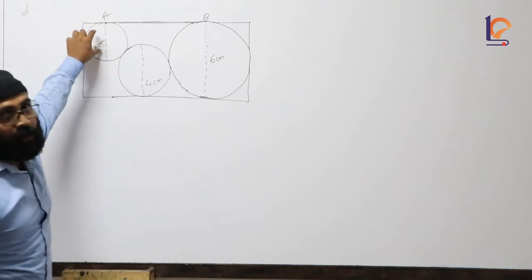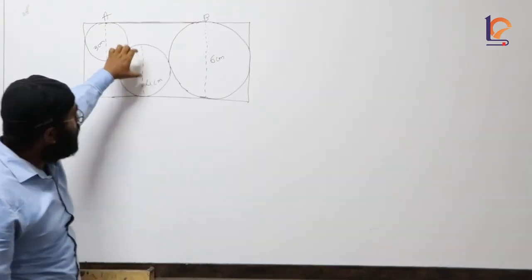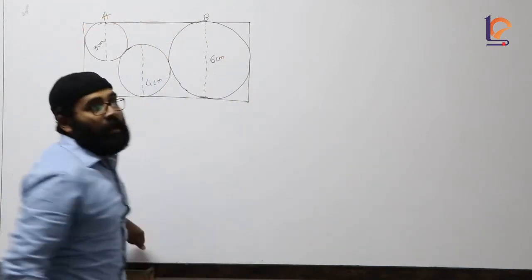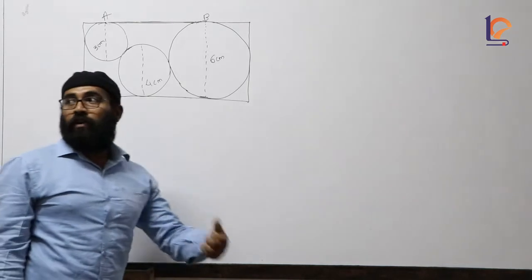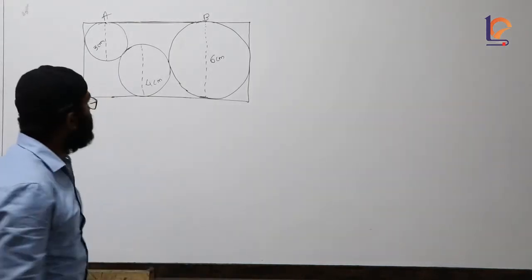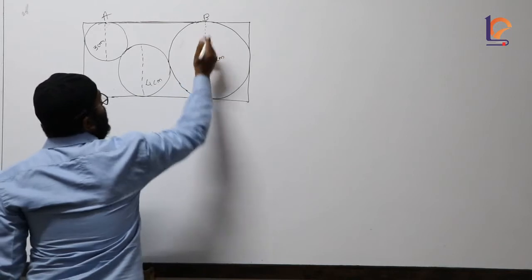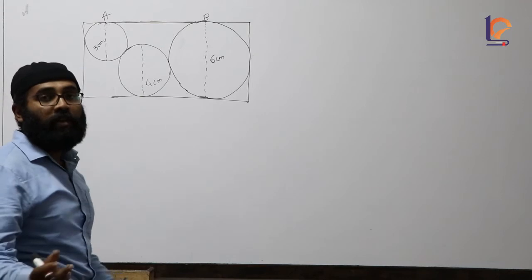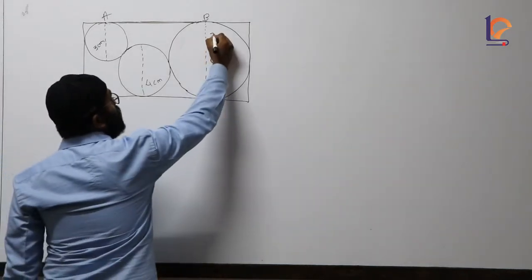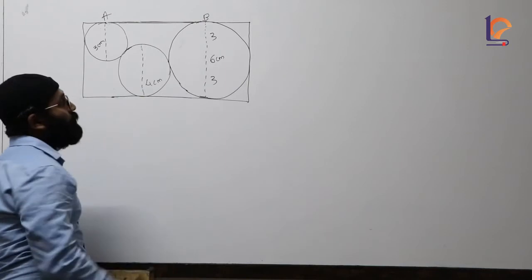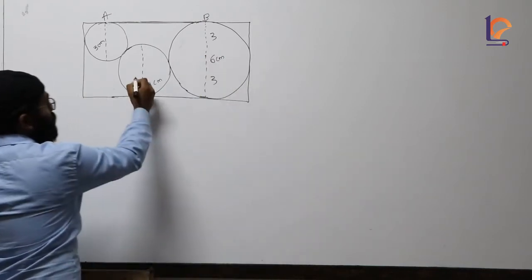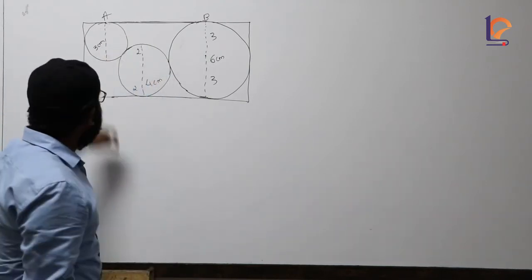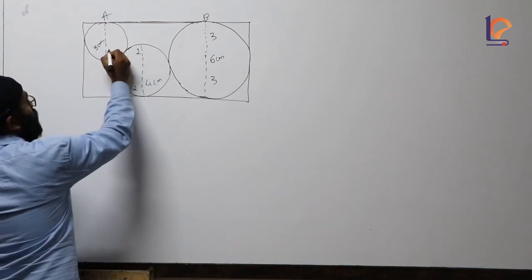Here the diameters of these circles are 3 cm, 4 cm and 6 cm. So if I want to find this length, I can solve using one of the methods. For that, since they have given the diameter as 6 cm, obviously the radius will be 3 cm. So this will be 3 and the lower part will be 3. Similarly, this will be 2 and the radius will be 2. Here it will be 1.5 and 1.5.